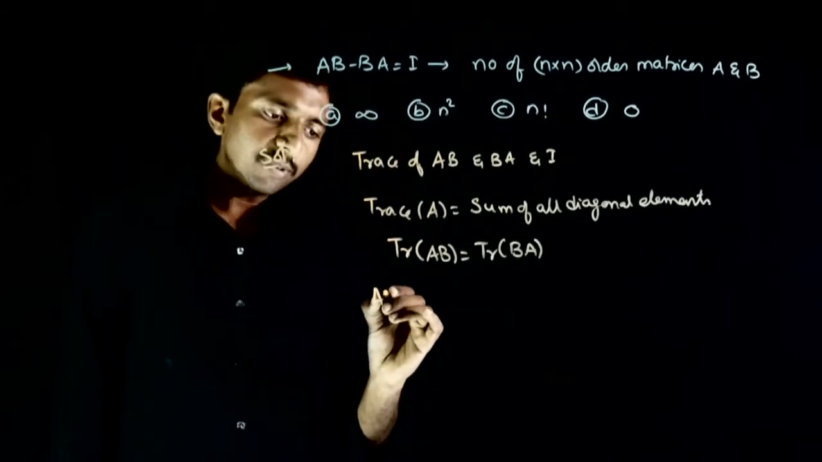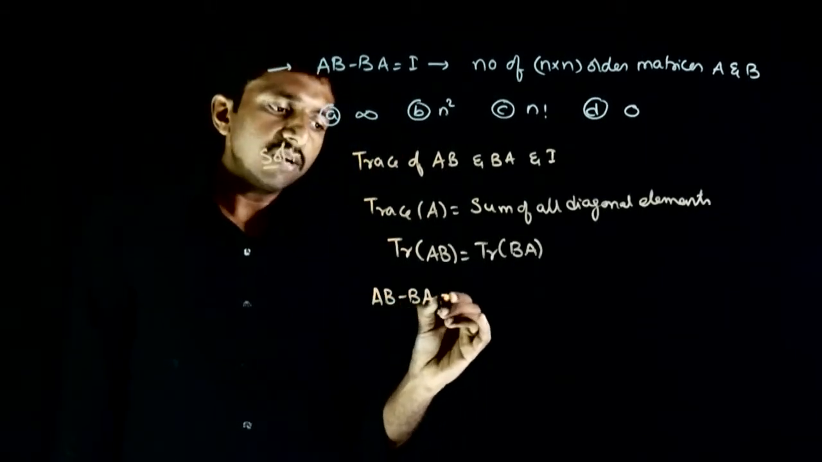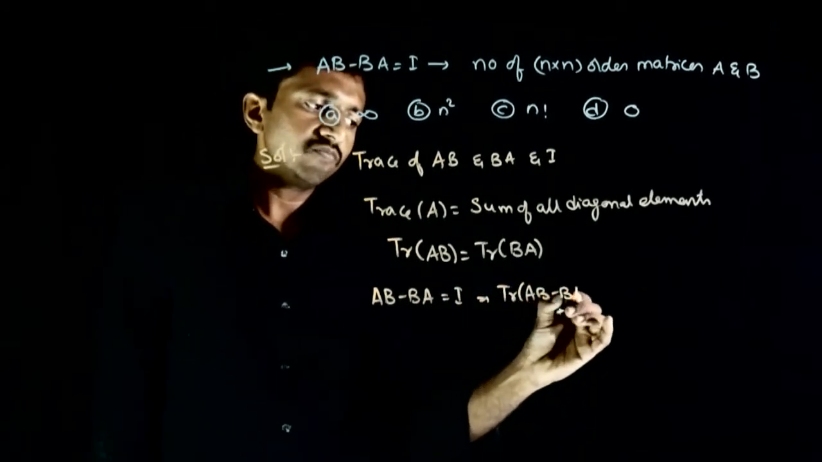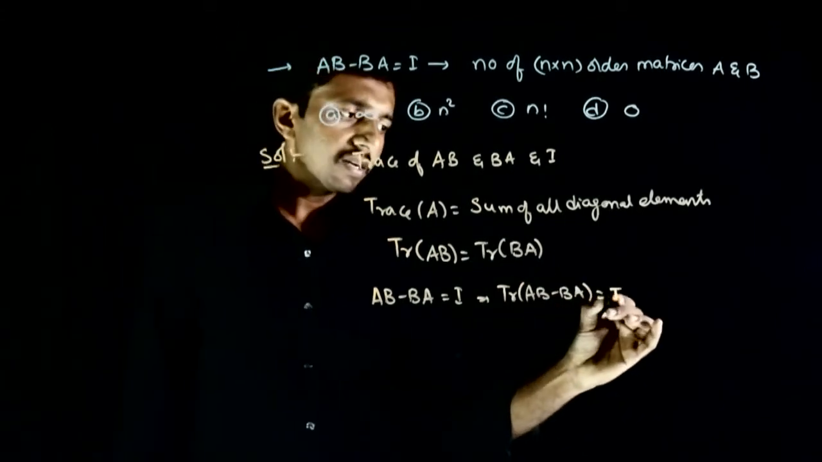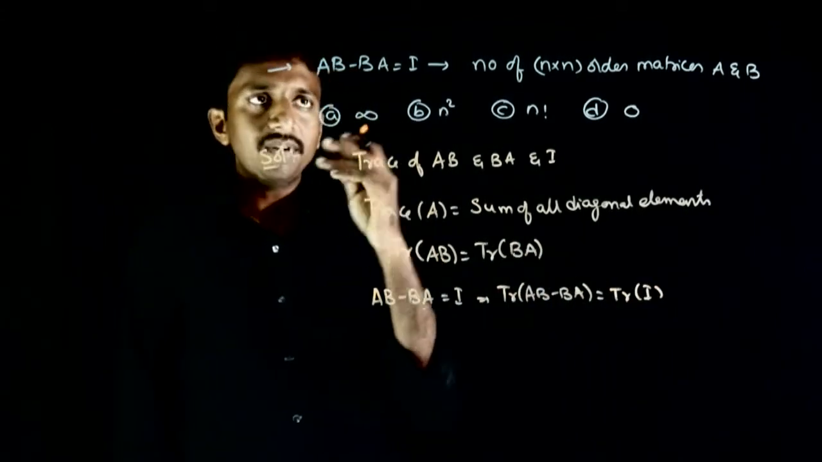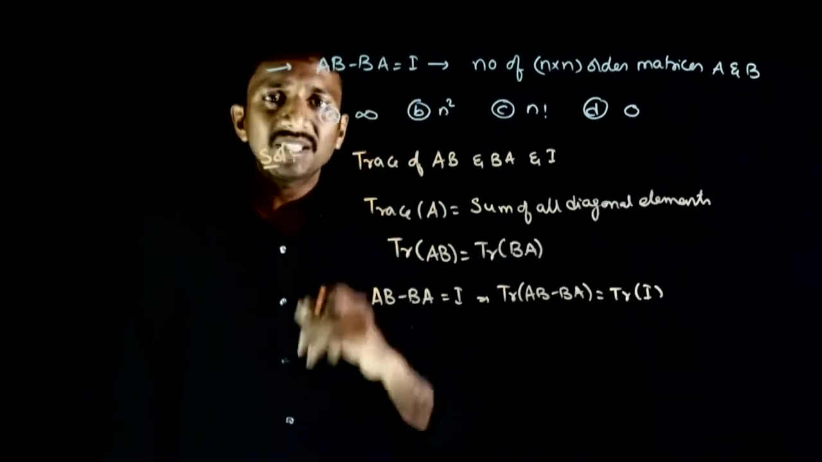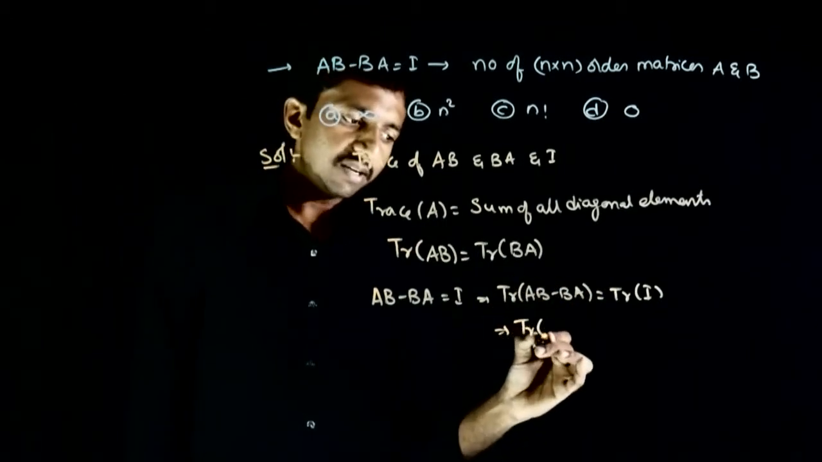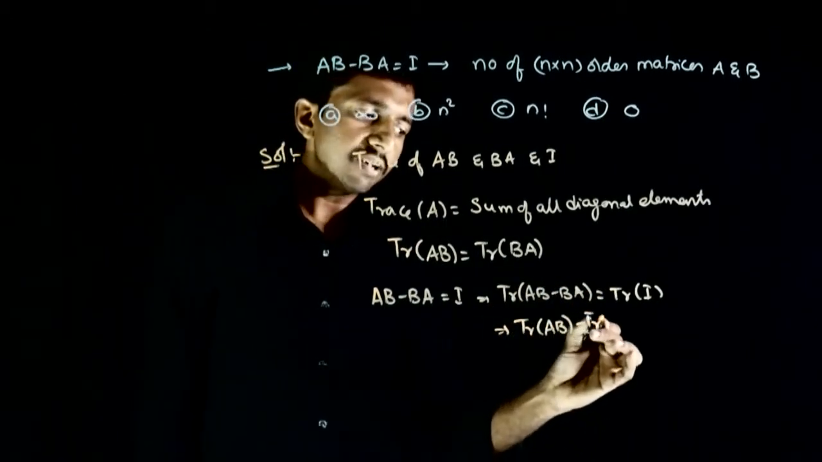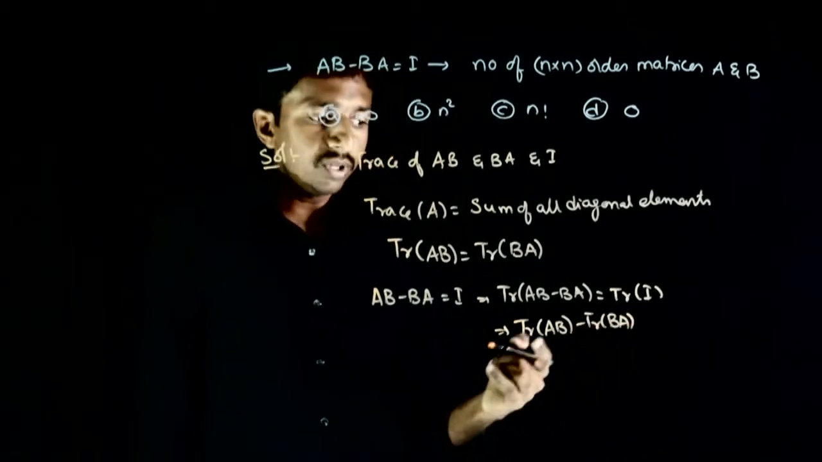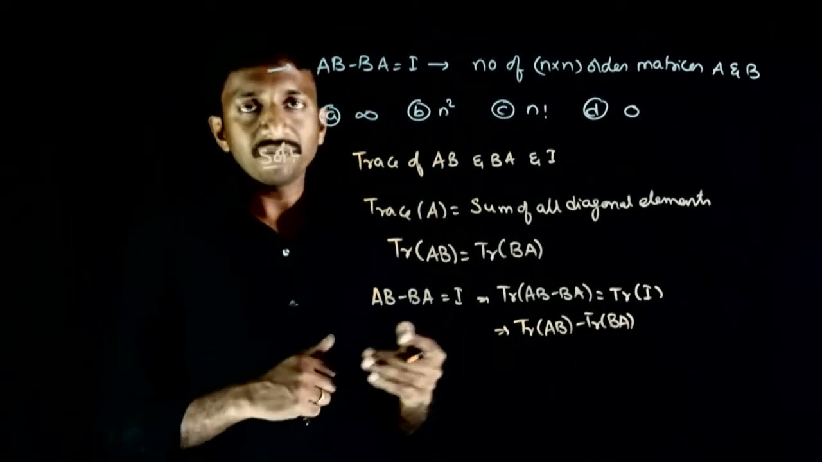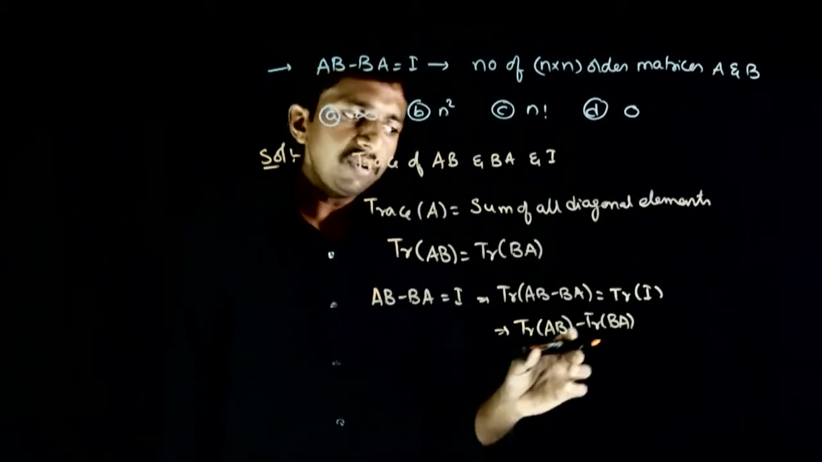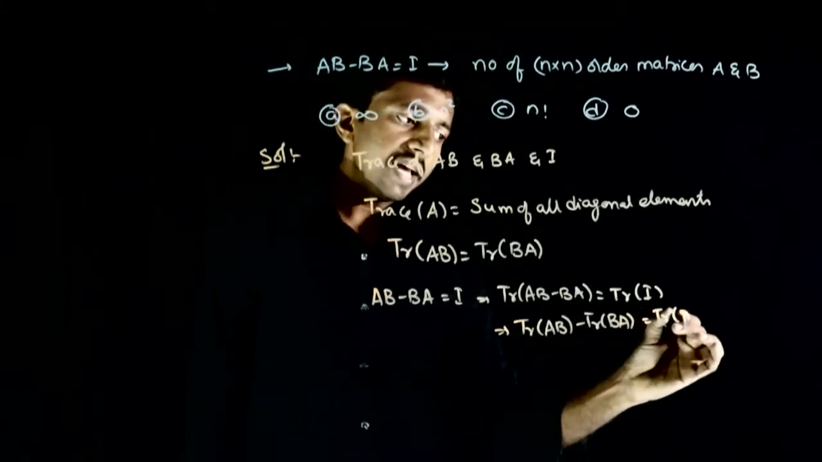So the first, aapko AB minus BA has to be equal to I. So this implies trace of AB minus BA should be same as trace of I. From this equation, agar dono matrices same hai toh, dono ka traces bhi same hona chahiye. But trace of AB minus BA is trace of AB minus trace of BA. So we know that these are the properties of trace. Trace of A minus B is trace of A minus trace of B. Have a property of traces. So trace of AB minus trace of BA is equal to trace of I.